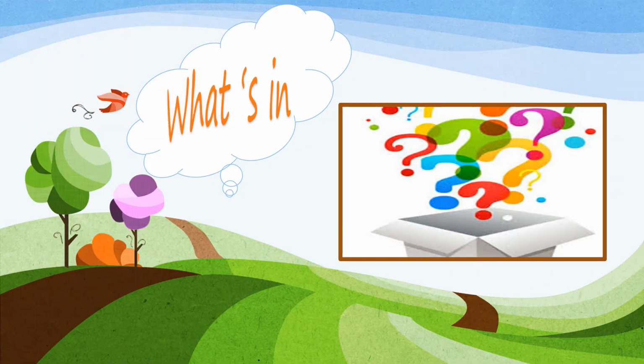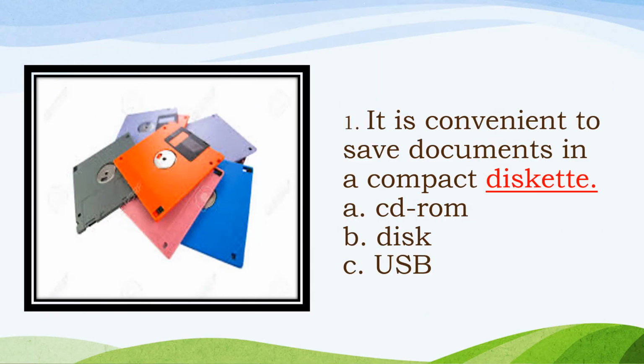This time, in this activity, you are going to identify the shortened form of the underlined word in its sentence. Okay, so let's do it. Look at the picture. We call this diskette. It is convenient to save documents in a compact diskette.